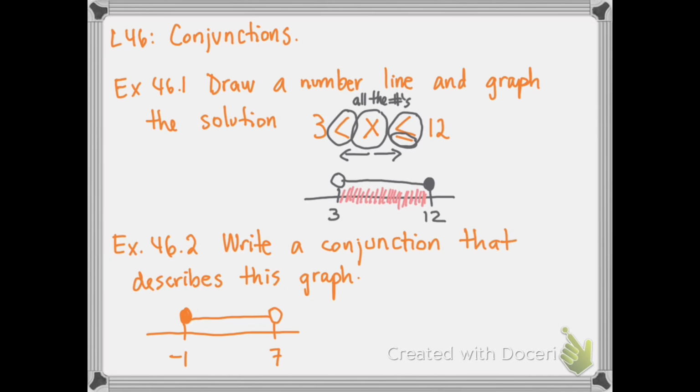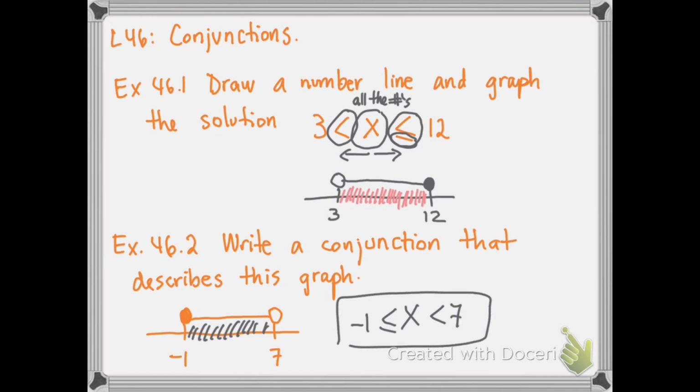It says, write a conjunction that describes this graph. So again, I have to think about these numbers that are here. How are those numbers? Well, those represent our x, and they are greater or equal because the negative 1 is included. So x is greater or equal to negative 1. Then we're going to write the less than sign, and we're not going to use the equal because 7 is not included. Notice the open circle, and then the 7. And that would be the conjunction that describes that graph.